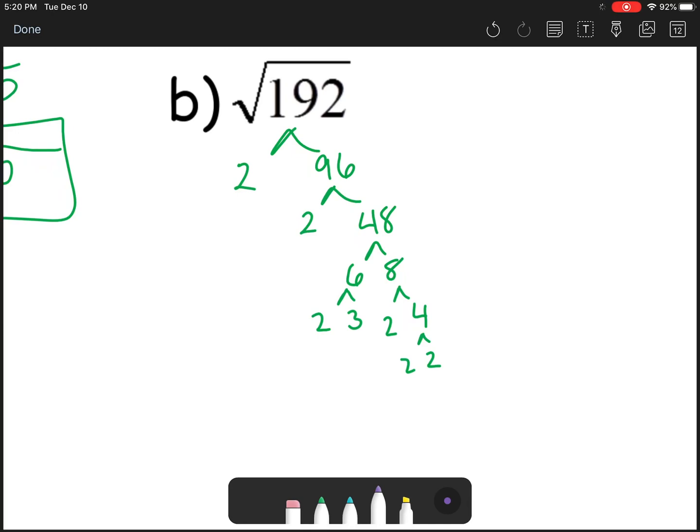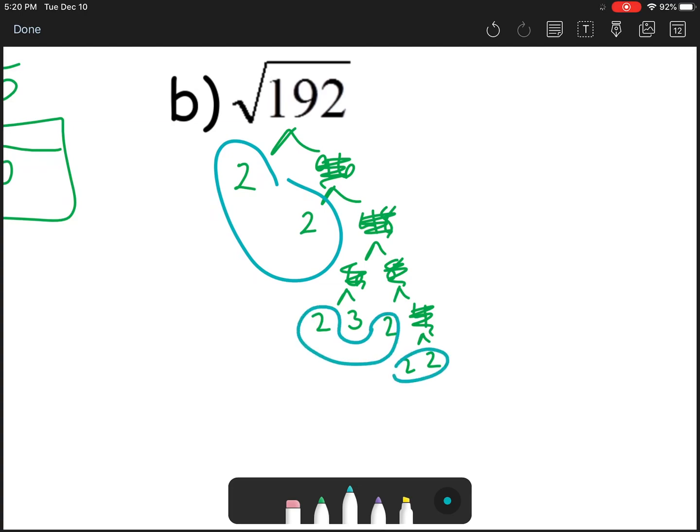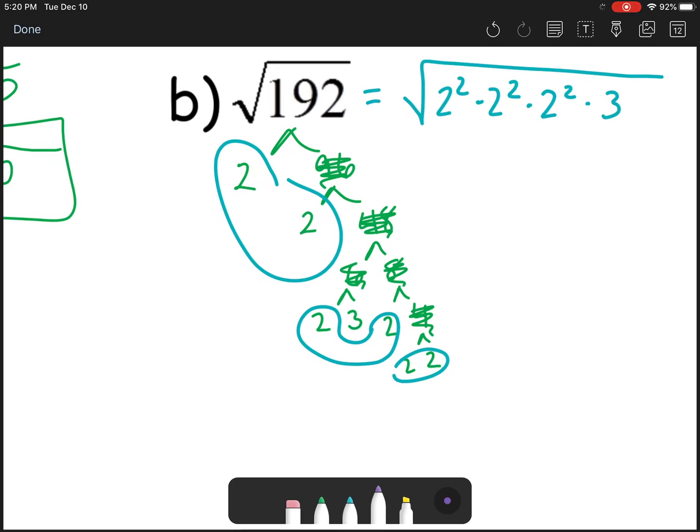And now we're looking for groups of 2. Keep in mind that once you factor, I factored 96, so I don't care about that anymore. I factored 48, so I don't care about it. I factored 6 and 8. I factored 4. After you factor, you're just looking at your numbers that are left over. So we have a group of 2 right here. We have a group of 2 right here. Here's a group of 2. So we could write the square root of 192 as 2 squared times 2 squared times 2 squared times 3. And then we would just take that square root.